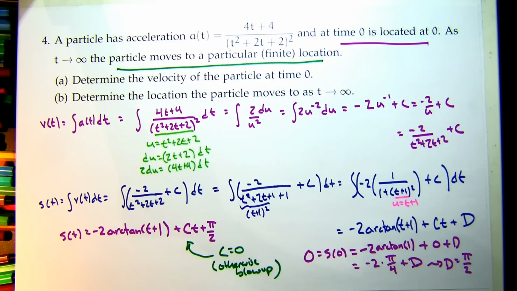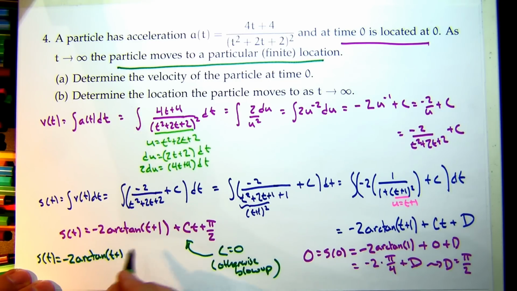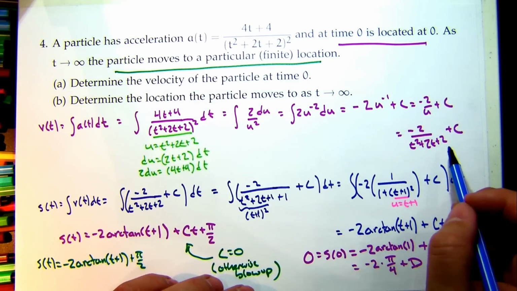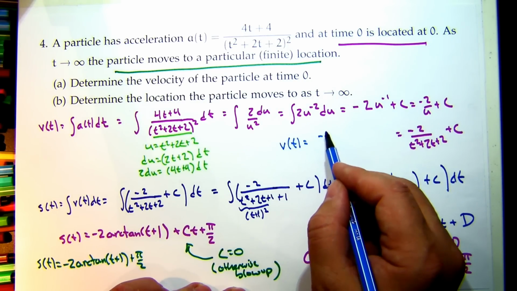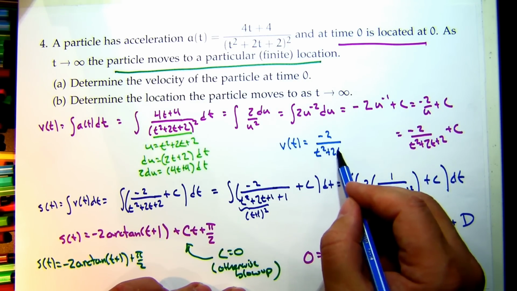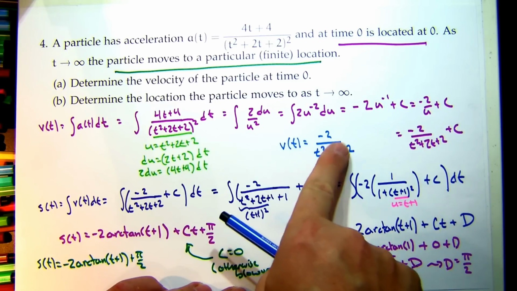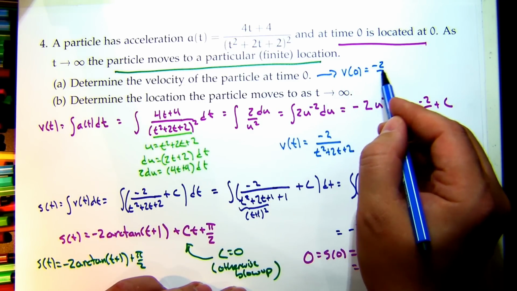Okay, so that's cool. Now we know c, and we know our position. So S of t is negative 2 arctangent of t plus 1, plus pi halves. We're ready to answer our questions A and B. Let's start with A: the velocity of the particle at time 0. I can update the velocity function because I now know that c is 0. So the velocity function is actually negative 2 over t squared plus 2t plus 2. If I plug in 0, what does this become? The t squared plus 2t vanish, so velocity at 0 is negative 2 over 2, negative 1.